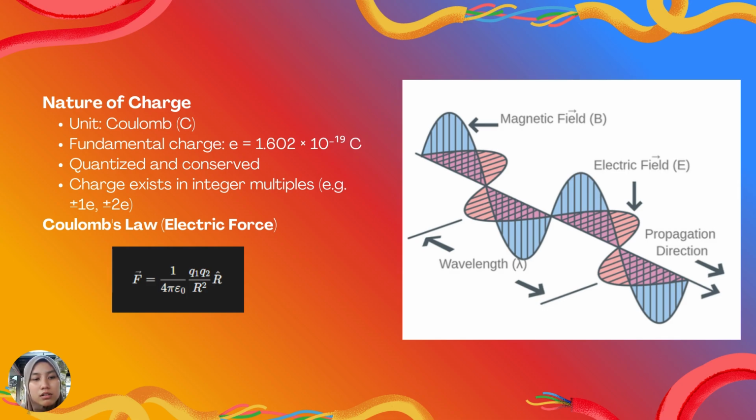For the Coulomb's law, it gives the electrostatic force between 2 point charges. The force increases with the charge and decreases with the distance squared. This describes the interaction of charges in vacuum.